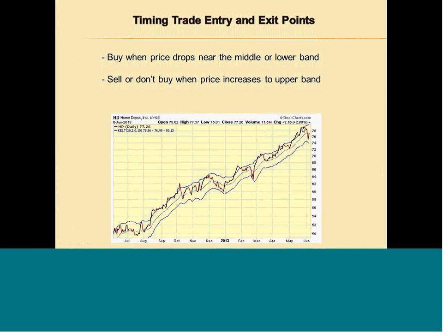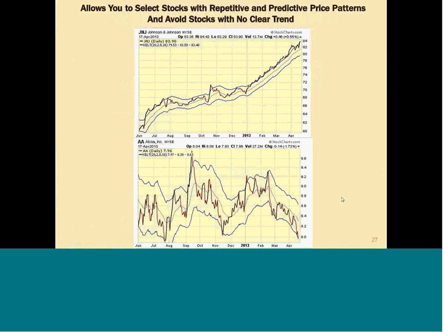Here's another example. This is for Best Buy. Best Buy, again, made a large price move and it retraced near the lower Keltner channels right here. And on June 24th, I purchased the 20 strike call option. And Best Buy was trading around 26 to 27 at that point. And today it's trading around 35. So that allowed a low risk entry into a stock that's already made a large price move.